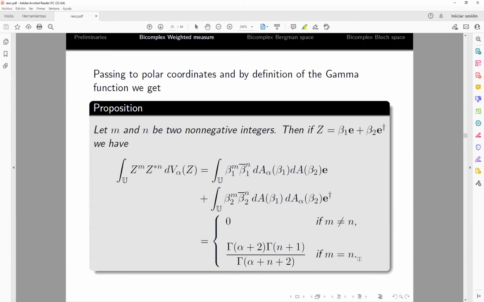Okay, this calculus is very important. All the people here know that this type of result is very important in the classical theory of Bergman spaces. And in particular, maybe you can guess now that I am only trying to translate the results of the classical Bergman theory to this bicomplex case. And this is the key to get these results.